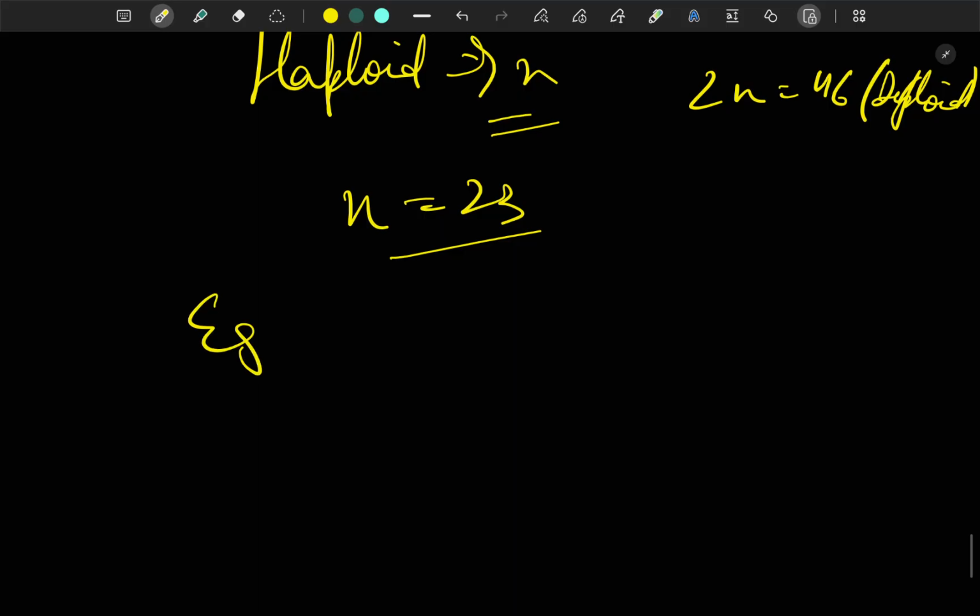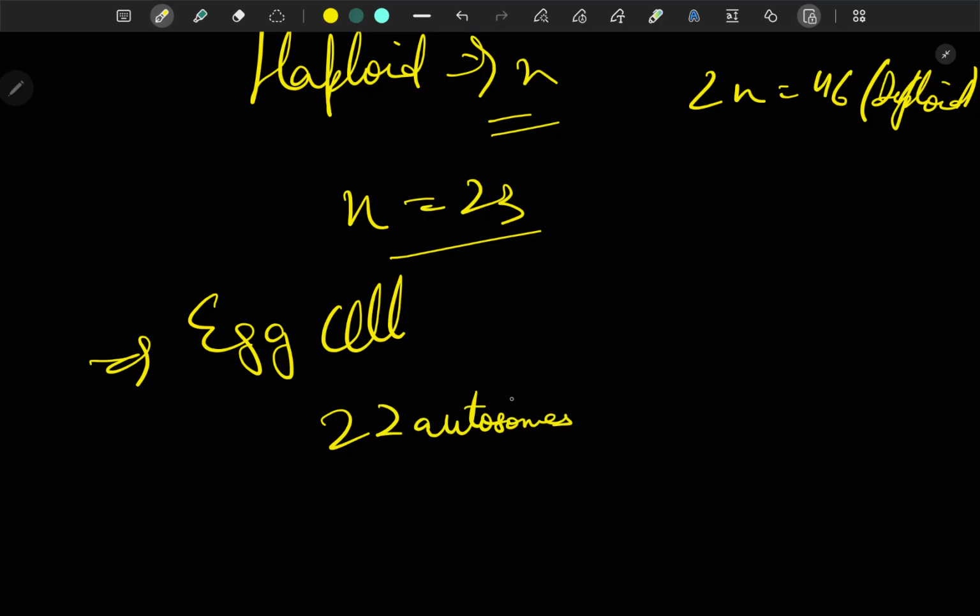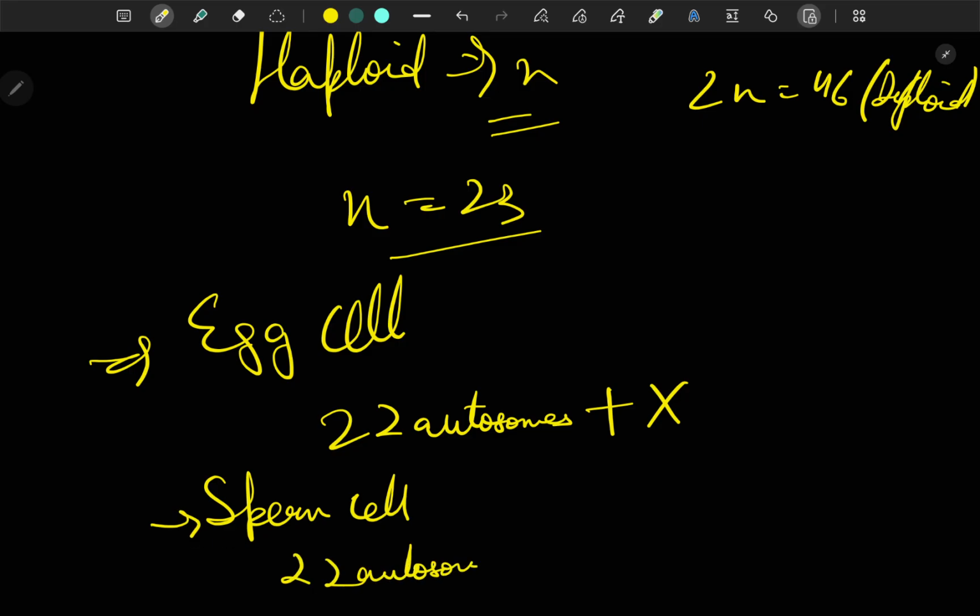For example, let's talk about the egg cell in females. It contains 22 autosomes, which means 22 body chromosomes that don't take part in sexual reproduction, plus X. And the sperm cell in males also contains 22 autosomes plus X or Y. It determines the gender: XX for female, XY for male.